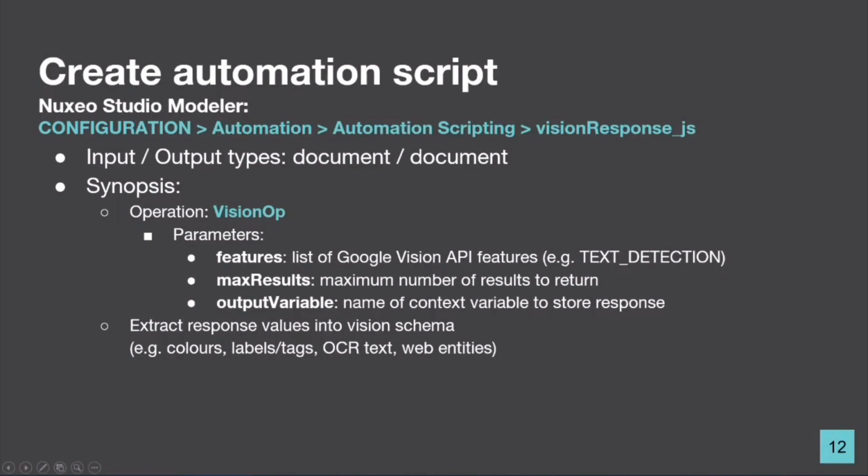And then generally in the script, we want to pull those values out of the response from the Google Vision callback. And then we put those values into the Vision schema, which we previously defined, including the dominant colors, tags, OCR text, and web entities, for instance.